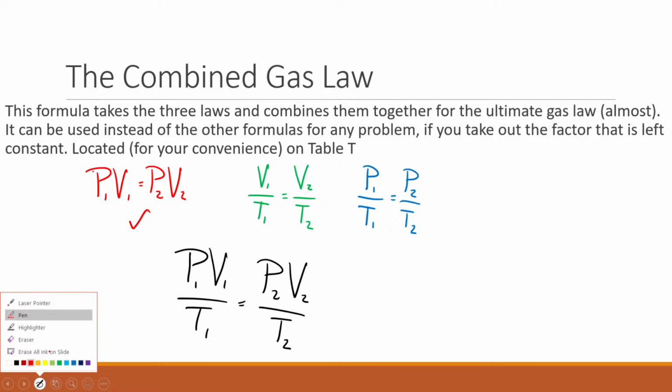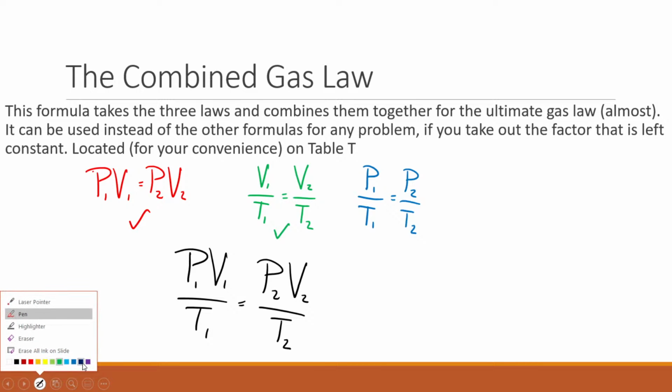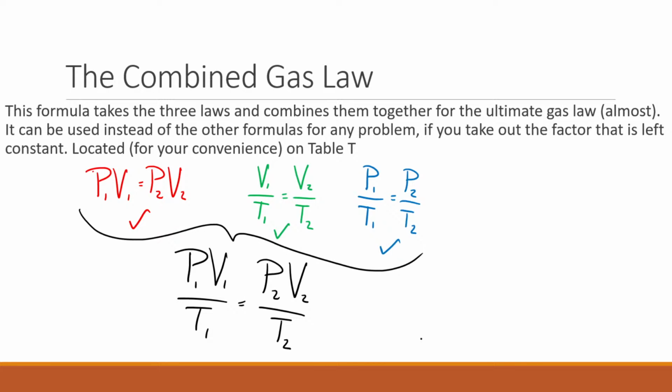We still get volume over temperature equals volume over temperature. So Charles's law is accounted for. And we still have pressure over temperature equals pressure over temperature. So Gay-Lussac's law is accounted for. The combined gas law takes each of the three individual gas laws and combines them together, which is why, again, we call it the combined gas law. It's a pretty straightforward name for what we've done here.